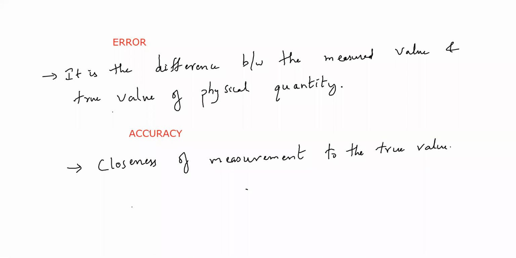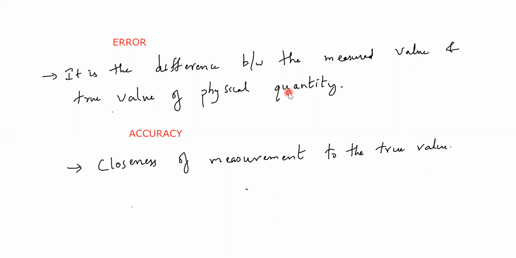So first thing is error. So we all know what is error. Suppose I am measuring something, correct? Suppose it is 10 centimeter and I am measuring it as 9.8 centimeter. So it is around 0.2 centimeter difference, correct? So it is the difference between the measured value, the value which I am measuring, and the true value of the physical quantity. That's all.